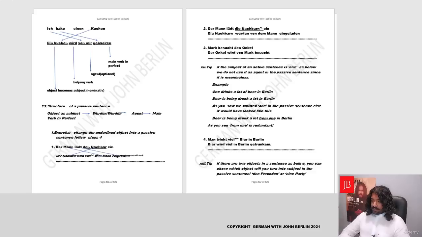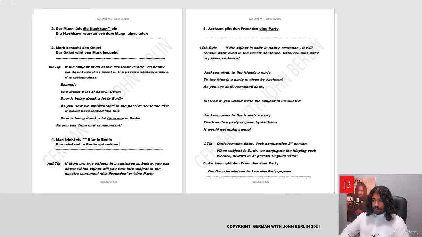Fantastic. Yes. So okay, now moving forward, if there are more than two objects in a sentence, like Jackson gibt den Freunden eine Party, we could choose which object we pick up to make a passive sentence. So basically, Jackson gives to the friends a party. We have two objects. Who gives to whom what? So either you could pick up to whom, that's the indirect object, or you could pick up what, eine Party, that's a direct object. Yes.